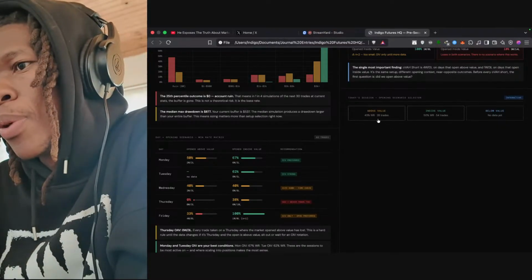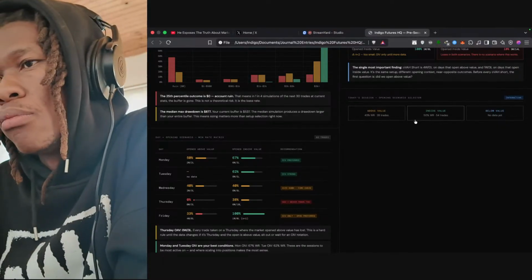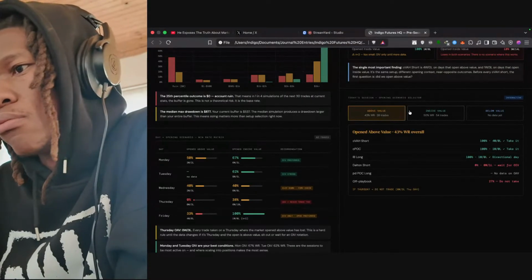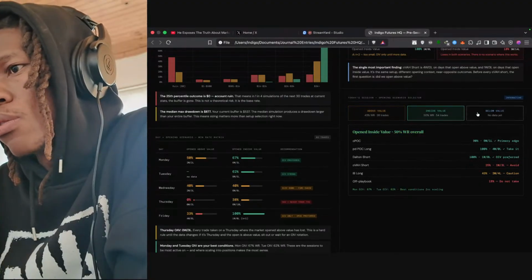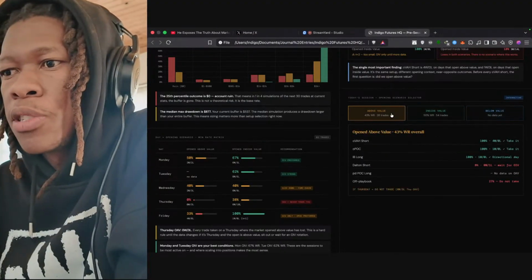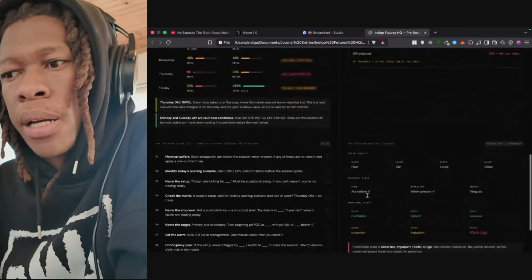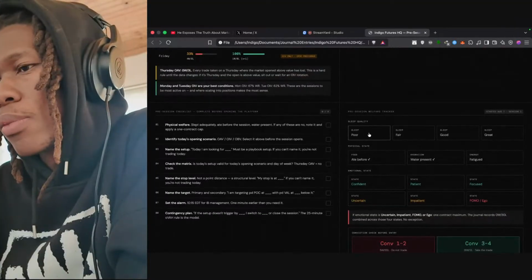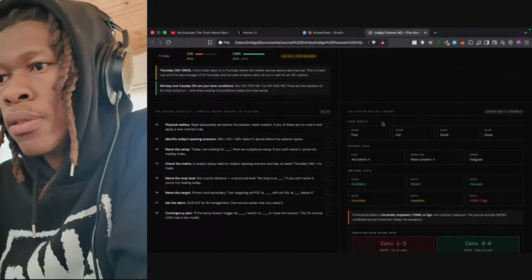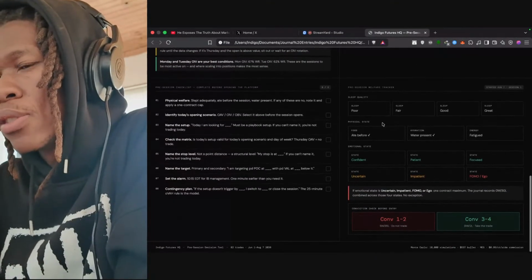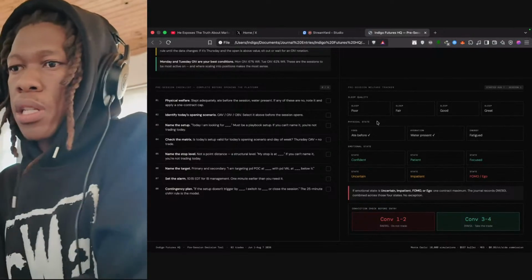So depending on the type of day that we have today, I just hit one of those things, and it tells me what setups are my best setups. And yeah, so just do a pre-session welfare check together today.